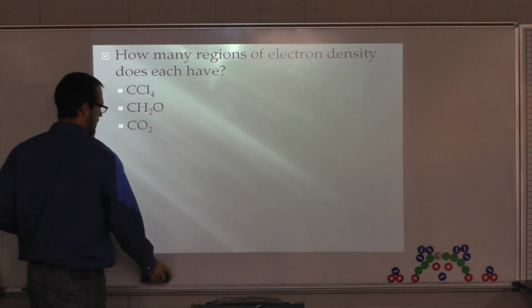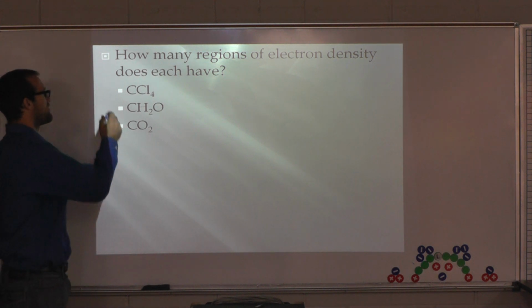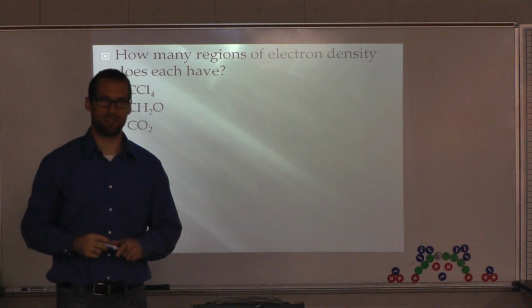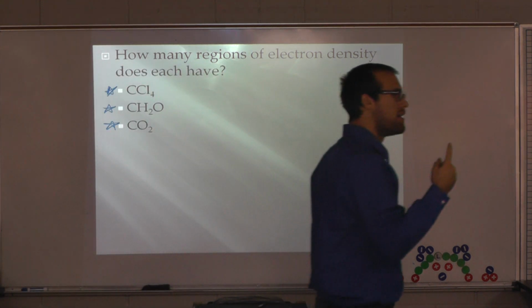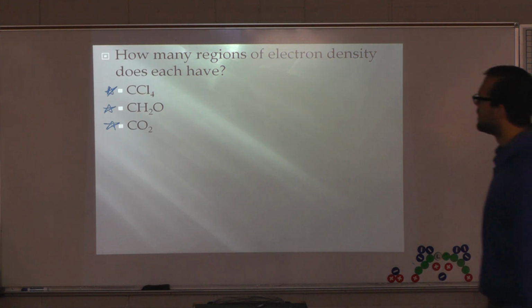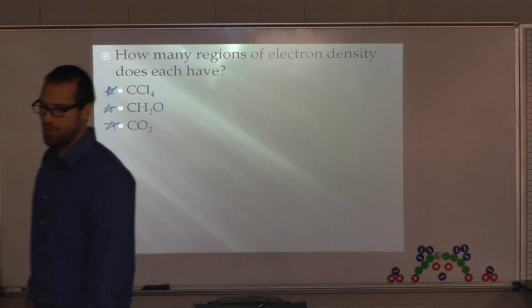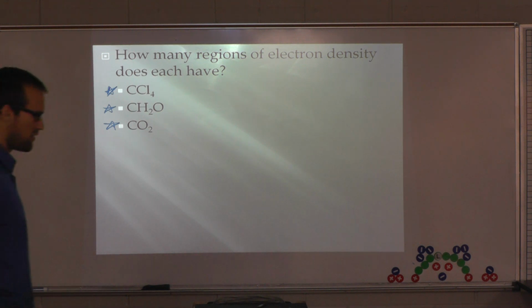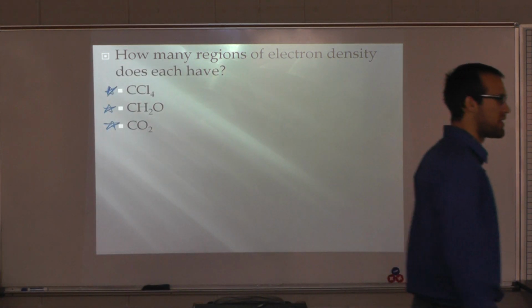Alright, so here's what I want you to do. I want you to describe how many regions of electron concentration each of these 3 guys has. Some of these you might be able to do just by thinking about it. And you might have to draw the Lewis structures if need be. When in doubt, draw the Lewis structures. Now, all 3 of these you've drawn Lewis structures of before, so it shouldn't be overly difficult. There are probably a few of you that don't need to draw Lewis structures, and you can just do it in your head.